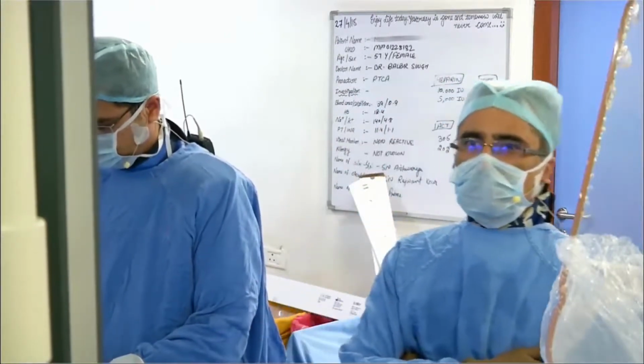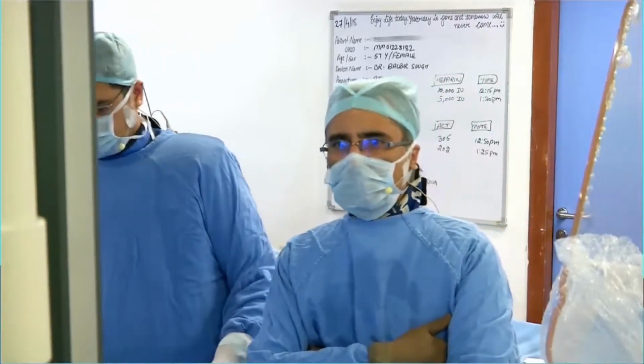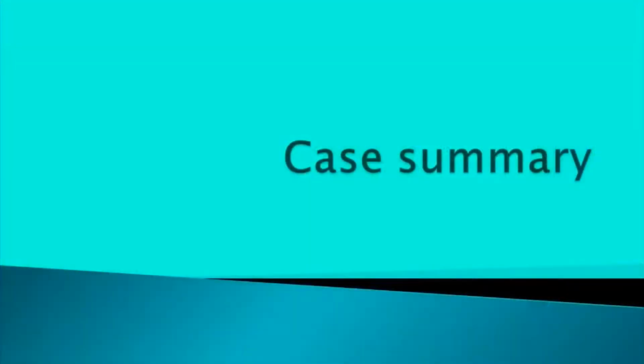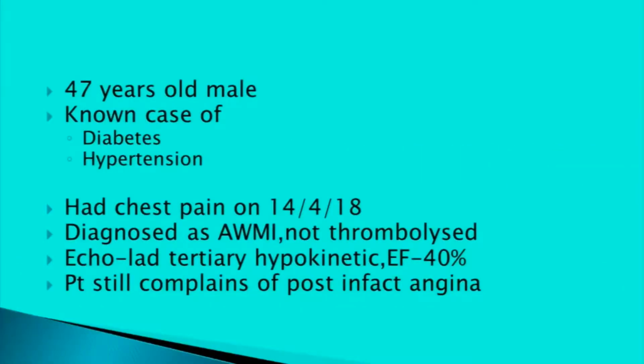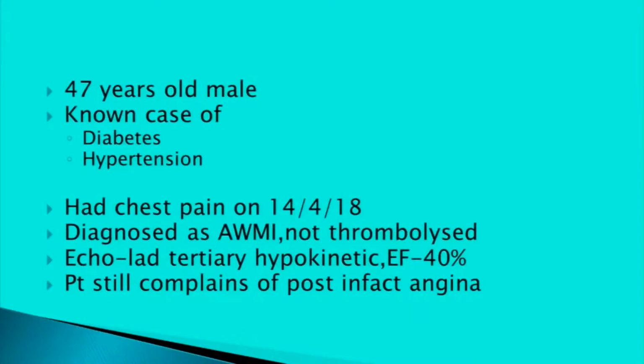So this is the patient presently on the cath table, a 47-year-old male who is diabetic and hypertensive and had chest pain on 14th of April, a few days back. It was diagnosed as anterior wall myocardial infarction. On echocardiogram, the LAD territory is hypokinetic with an ejection fraction of 40 to 45%, and the patient is still symptomatic, complaining of post-infarct angina. So this is the case summary, and now we'll run you through the angiography views.